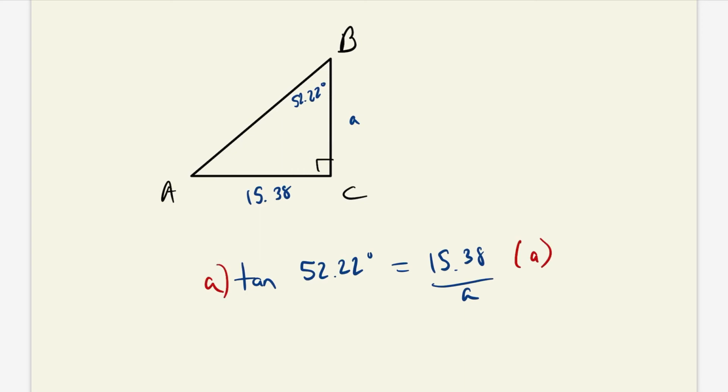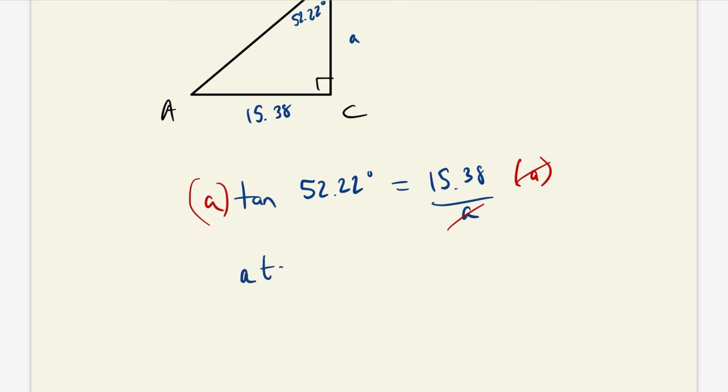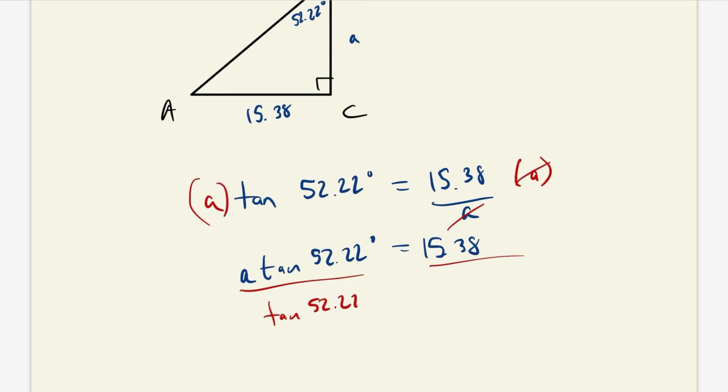Now we have A times tangent 52.22 degrees equals 15.38. And finally, we divide both sides by tangent 52.22 degrees. And that gets you A isolated. So if you do the division on your calculators, you should get 15.38 divided by tangent of 52.22. And I am getting 11.92.